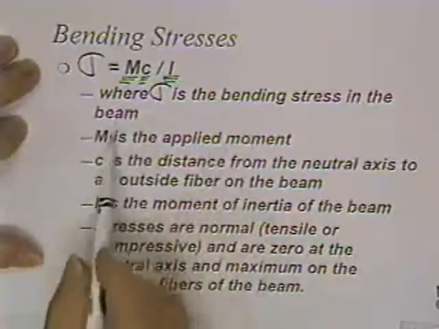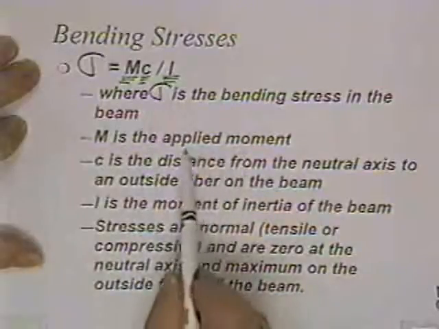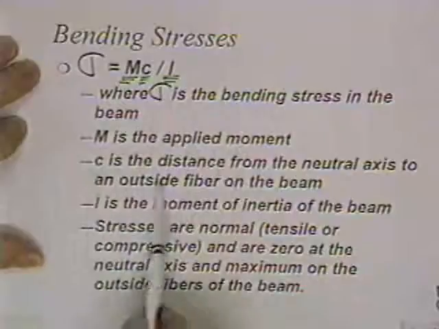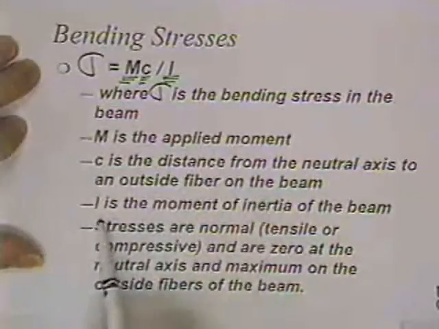The bending stresses are given by MC over I. M is how hard you bend it, the applied moment. C is the distance from the neutral axis to an outside fiber on the beam.